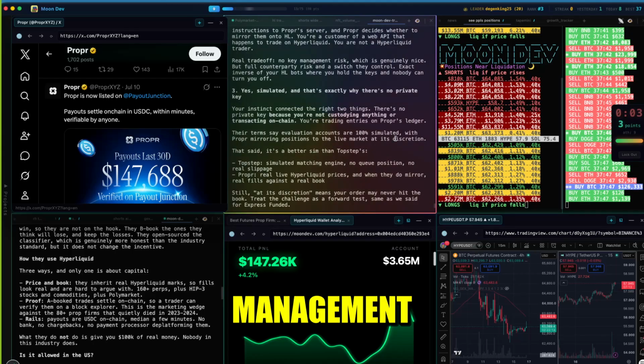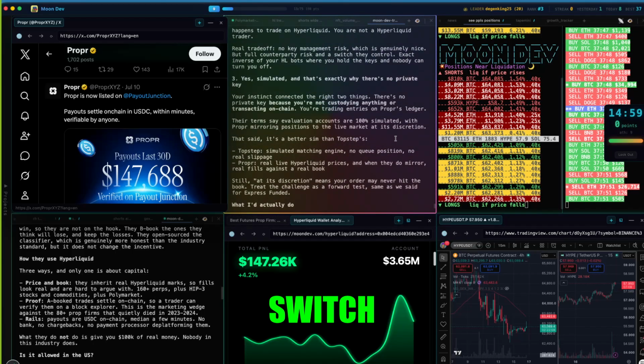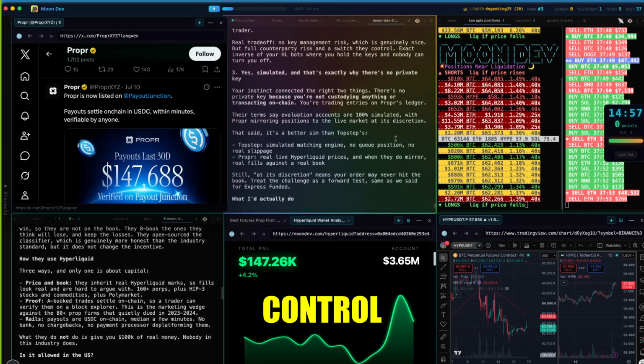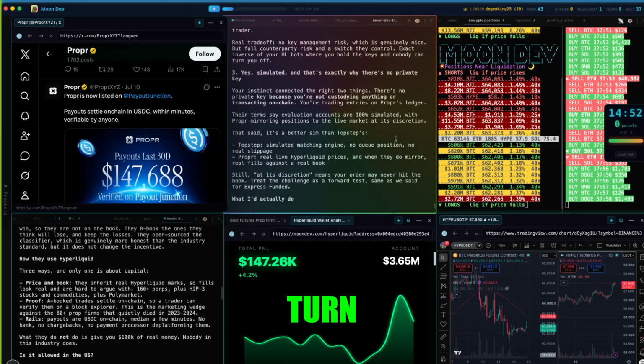Real trade-off: no key management risk, which is generally nice, but full counterparty risk and a switch they control. Exact inverse of your HL bots, where you hold the keys and nobody can turn you off.